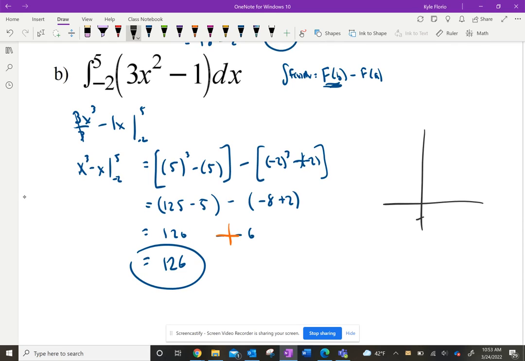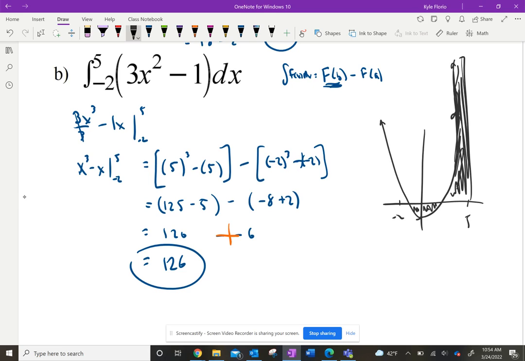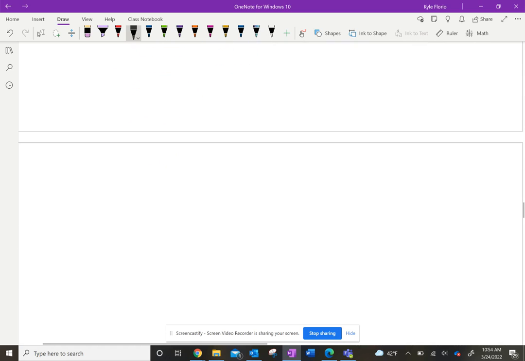Minus 1's down here. 3x squared looks something like this from -2 to 5. So there's going to be a lot of area here. And the area under that curve, you're going to subtract out this area because it's negative, but all this area up here is going to come out to 126. If you plug 5 into this function, 5 squared is 25 times 3, 75 minus 1. Yeah, it's going to be bigger numbers. Okay.